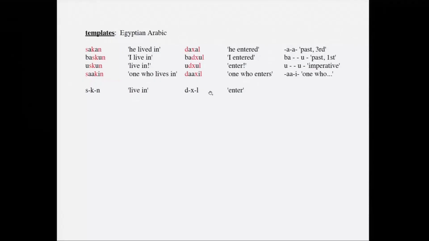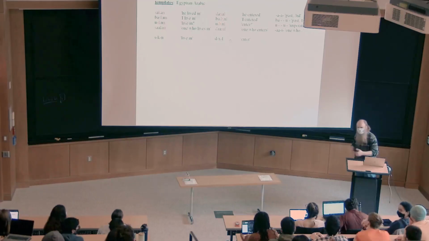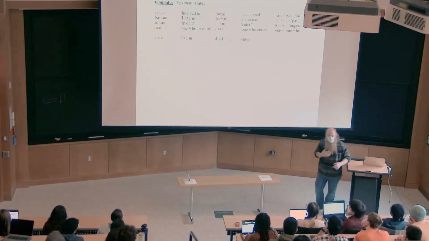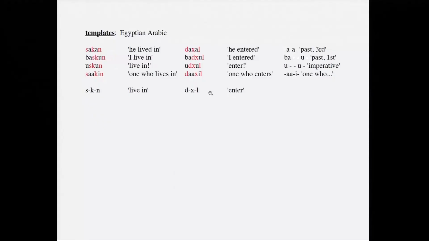So SKN is to live in, and DL is to enter, and past tense with a third person subject is to as. So you get verbs like sakan and dachal. I'm probably saying them badly. Do you want to pronounce them for us? Can you pronounce them? Yeah, he entered. Cool. So that's how this type of morphology works.